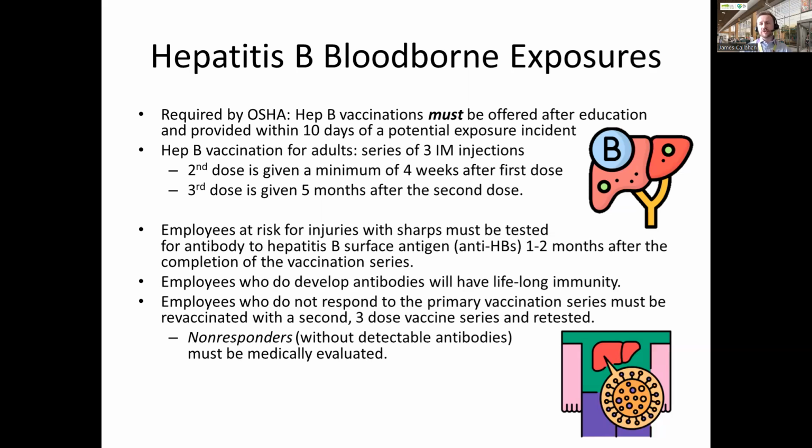Employees at risk for injuries with sharps must be tested for antibodies to hepatitis B surface antigen, anti-HBs, 1 to 2 months after completion of the vaccination series. Employees who do develop antibodies will have lifelong immunity. Employees who do not respond to the primary vaccination series must be revaccinated with a second 3-dose vaccine series and retested. Non-responders, so these are people who have no detectable antibodies despite vaccination attempts, should be medically evaluated.